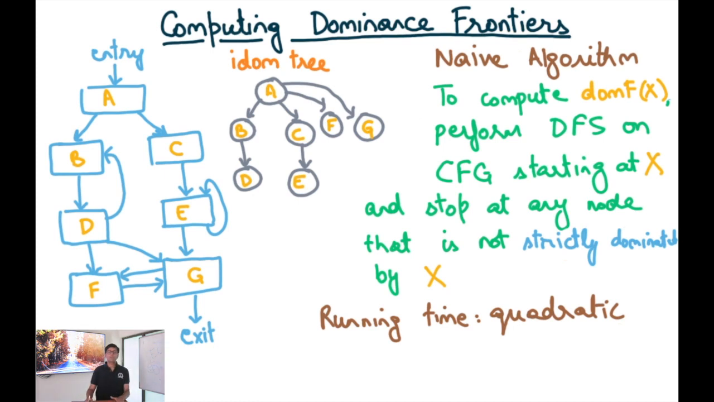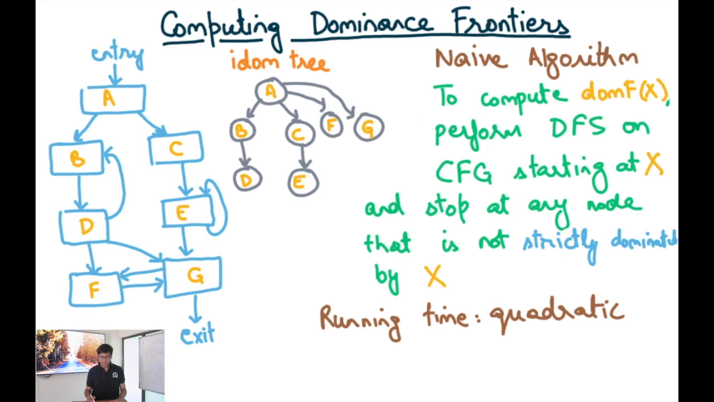Now, I'm interested in computing the dominance frontier of a node X. And here is a naive algorithm to do this. The naive algorithm takes every node X one by one and tries to compute the dominance frontier of that node. So for example, let's say I take the node X. I simply perform some kind of a depth first search traversal on the control flow graph starting at X, because I'm interested in exploring all the paths.